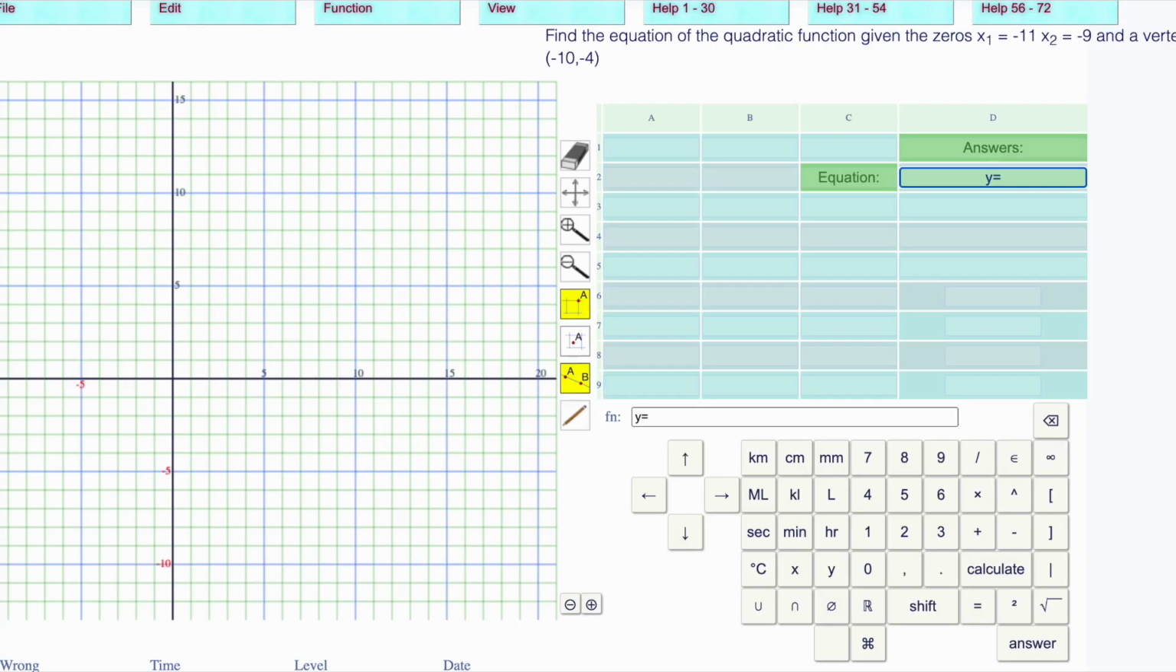Y is equal to 4 times (x minus the h, which is -10, so minus -10, which is plus 10) to the power of 2, add the k, which is minus 4. So that is our answer. We press answer to see if we're right.